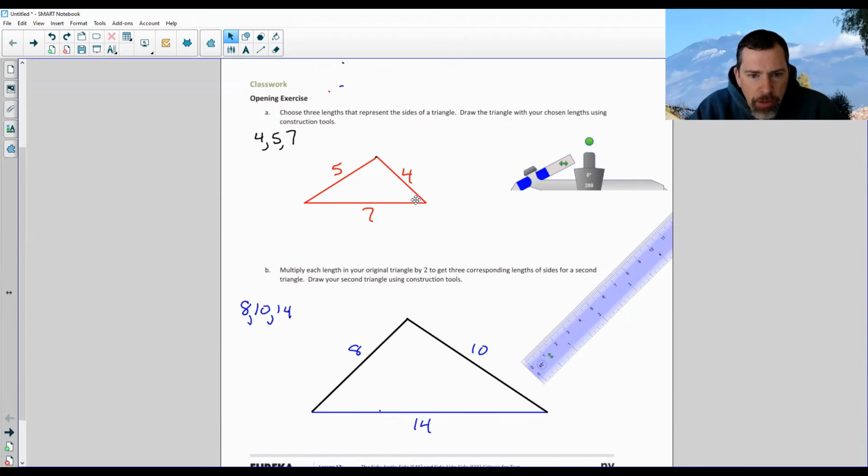And this angle looks like this angle. Let me label them because I rotated. So this angle is congruent to this angle. This angle is congruent to this angle. So if you have two congruent angles and the sides are proportional, then they're similar. So I would say, yes, these look similar to me.